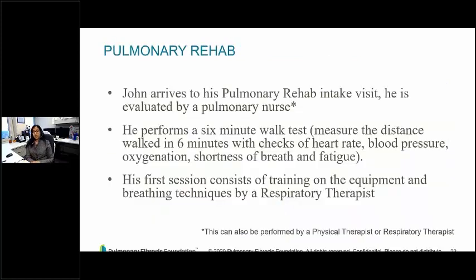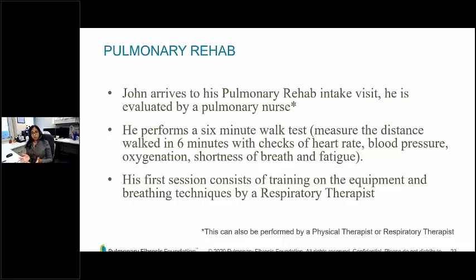Okay. So that was one case. The next case is one where a patient is going to pulmonary rehab. So John arrives to his pulmonary rehab intake visit, and he's evaluated by a pulmonary nurse. The intake can be done by different members of the team. In some practices it's done by the pulmonary nurse, in some by a respiratory therapist, and others it may even be done by a physical therapist. All of this is within the realm of expected and usual practice.